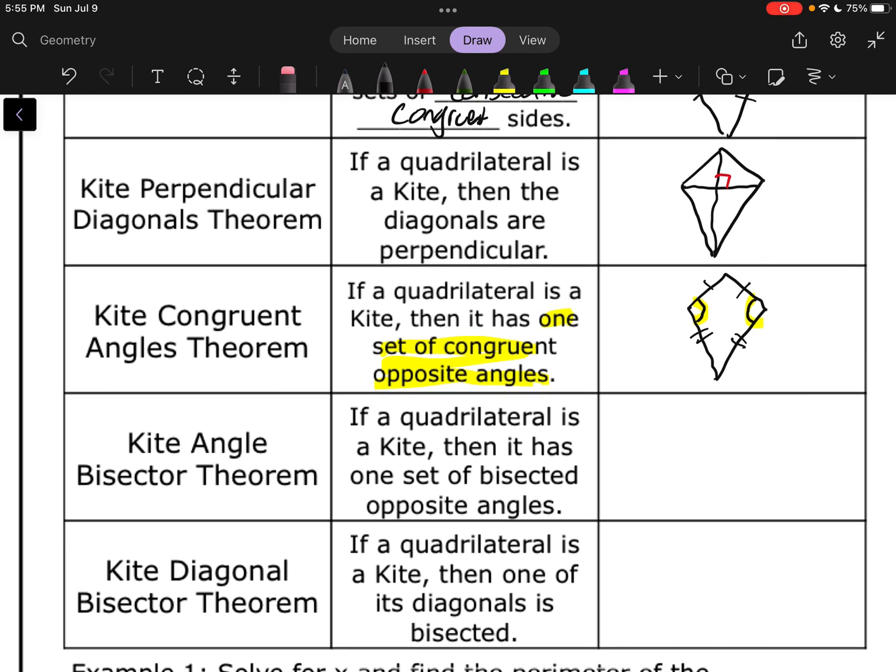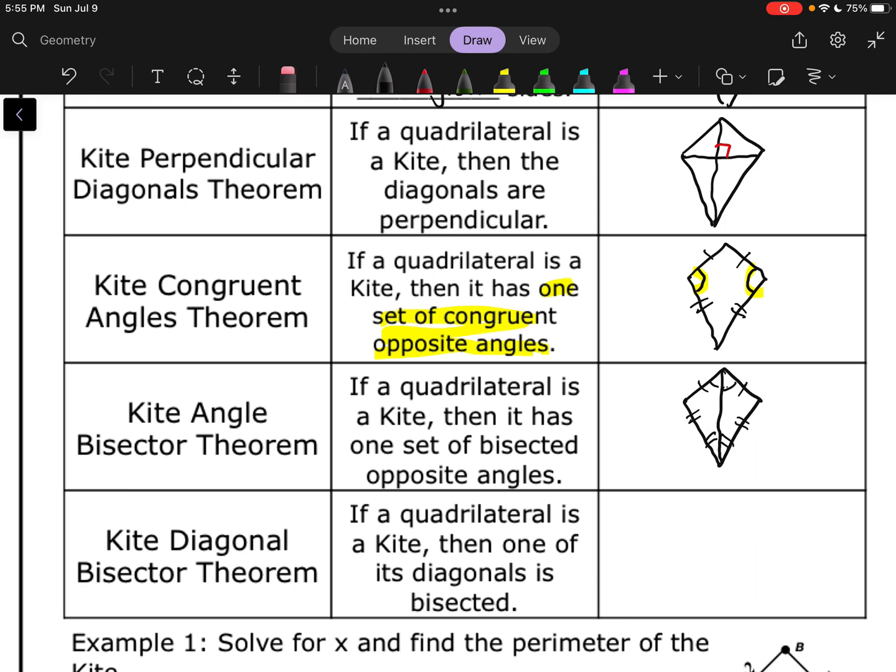Next, you've got the kite angle bisector theorem, which says that if you've got a kite, then it has one set of angles that are being bisected. So this angle is being bisected, and this angle is being bisected. Those opposite angles are being bisected, but the other ones are not. Okay, so that's kind of weird. It is the set of angles formed by the congruent sides that are being bisected.